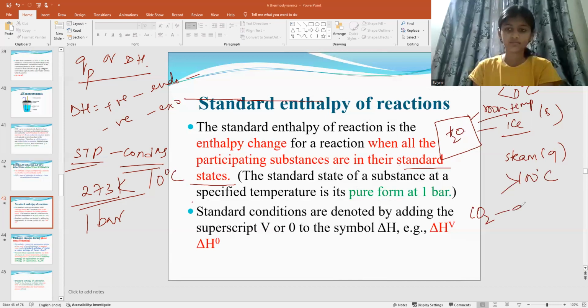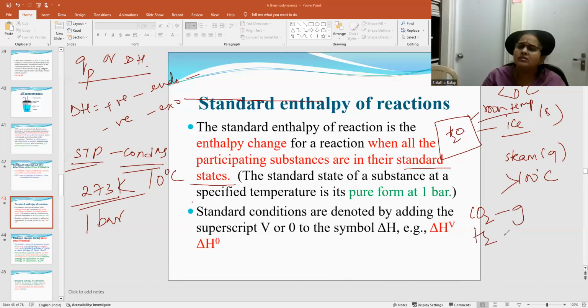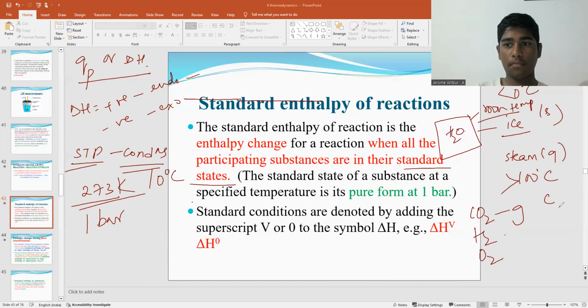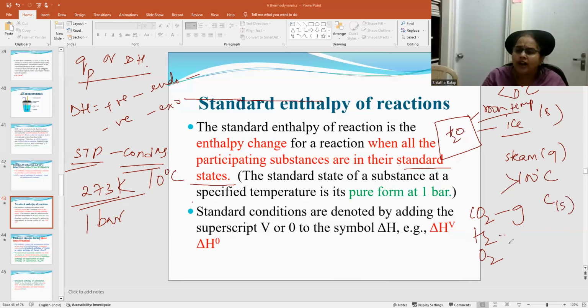Gas, ma'am. Hydrogen. What is the physical state you give? Hydrogen, oxygen, all this, gas, ma'am. Or when I give you carbon, what is the state you give? Carbon is a solid. So hydrogen, oxygen, all these are gases.